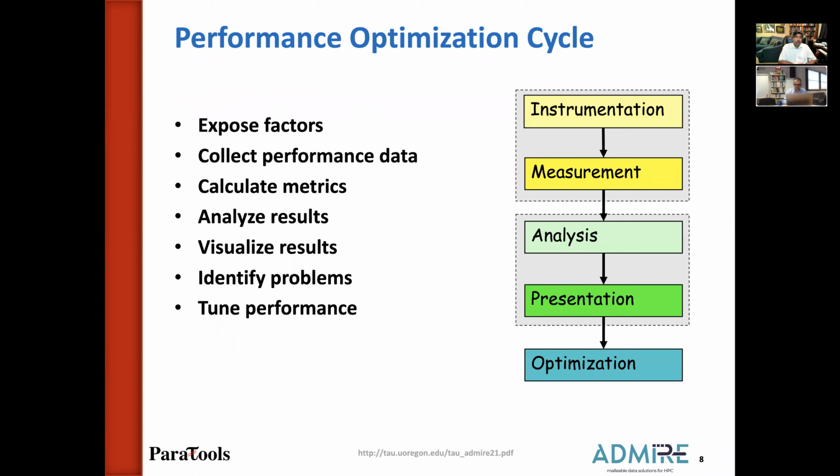The key performance optimization cycle is well known. We use instrumentation to add hooks to our programs, to expose the factors, and then collect performance data in the measurement stage. Then we analyze the results, calculate metrics, we visualize these results, and then we create a hypothesis for where we think there is a problem and tune this performance. And this optimization cycle repeats.